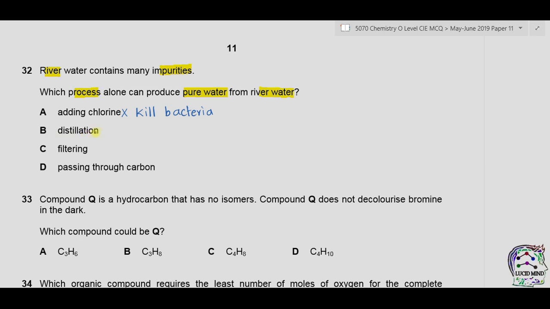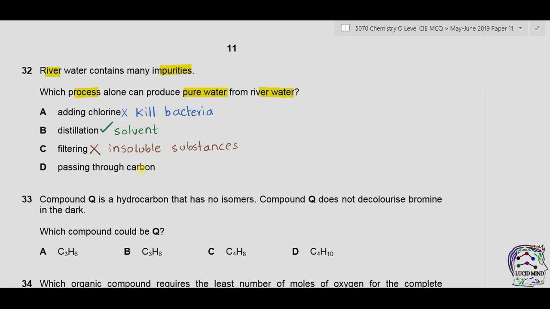Part B is distillation. In distillation we can remove the solvent. In this case the solvent is water. So water will be removed while all other impurities will be left behind. So part B is correct. Part C is filtration. Filtration can only remove insoluble impurities. It cannot remove soluble impurities and also cannot kill bacteria.